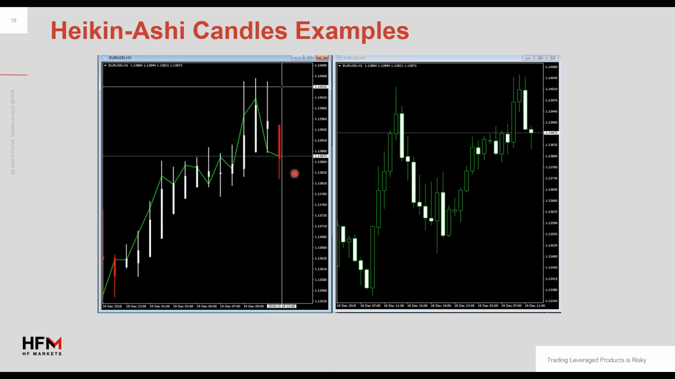I'm not saying that you should avoid exiting earlier. I mean, if you have benefited from all this move, it's fine if you exit over here, but it's better to wait for another confirmation because you might have entered too early and you might face a really strong uptrend that will last for a while.